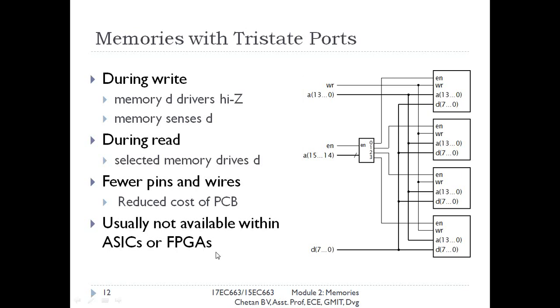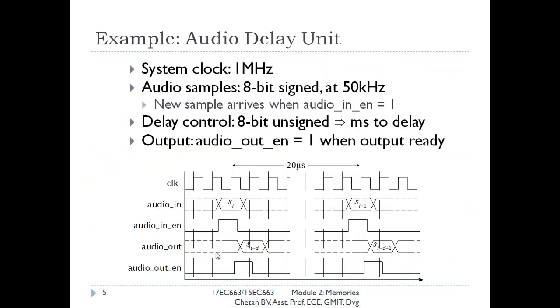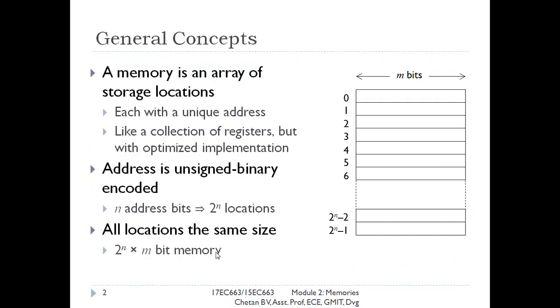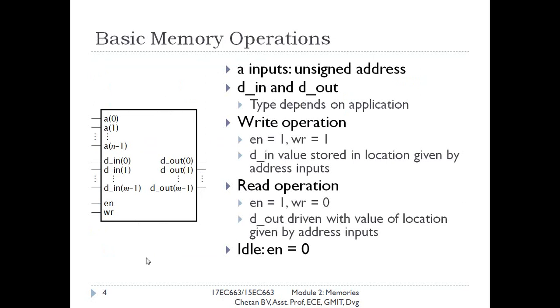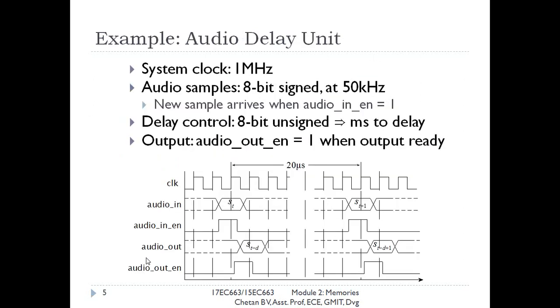At the end of this video lecture, let us summarize what we have studied in this video. So we have seen the general concepts of memory, and we have come across the fact that 2 raised to n into m is the memory capacity. Then we have studied the memory sizes, the prefixes kilo, mega and giga. We have studied the basic operations performed by memory. We have gone through this example which produces a delay in the arriving samples.